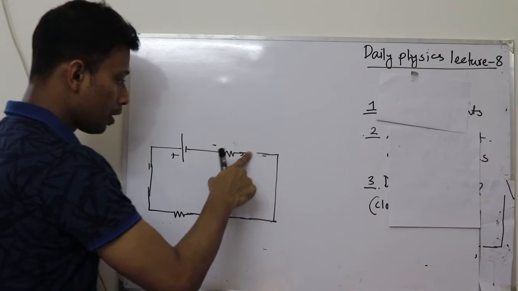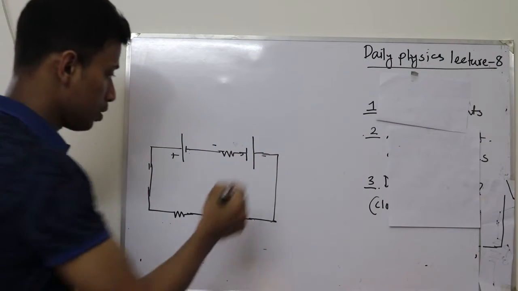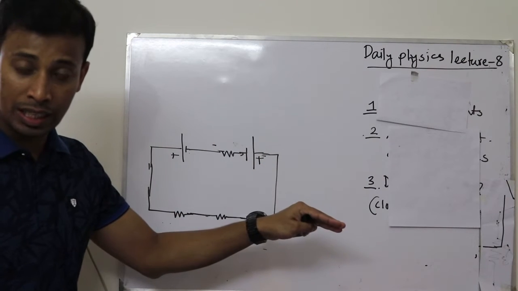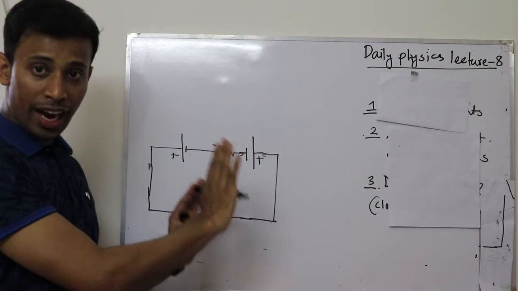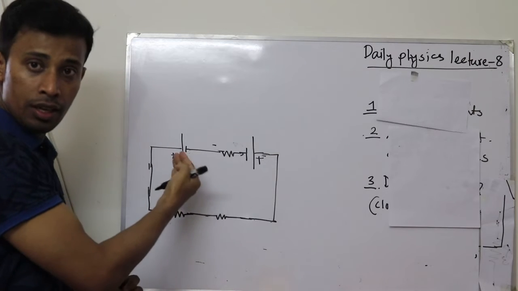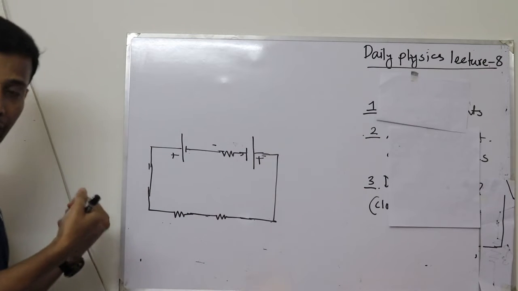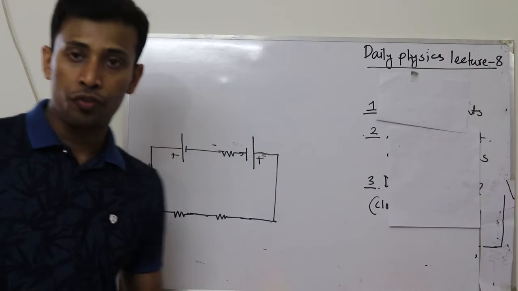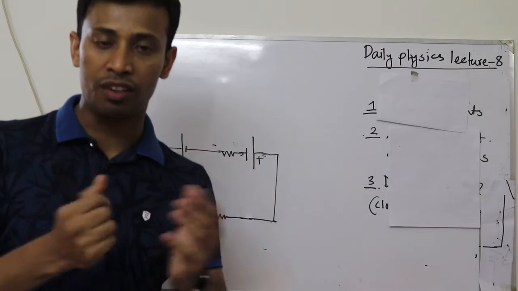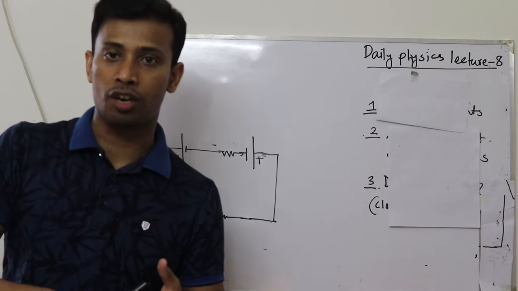But now, what if we have more than one cell and they have different directions? Just like this cell, whose positive side is towards the right, it will try to make the current flow in that direction. And for this cell, the left side is positive, so it will try to make the current flow in the other direction. Now that's the problem. In this type of scenario, if we have more than one cell and their directions are different, it is tough for us to identify the actual direction of current flow.